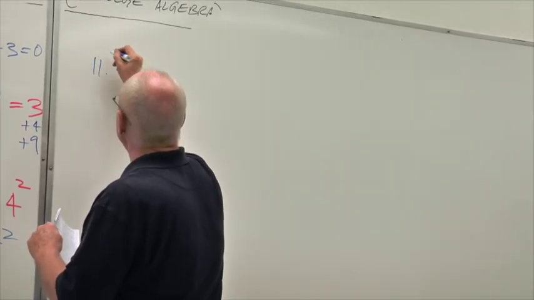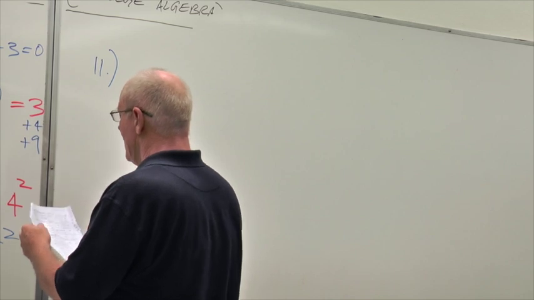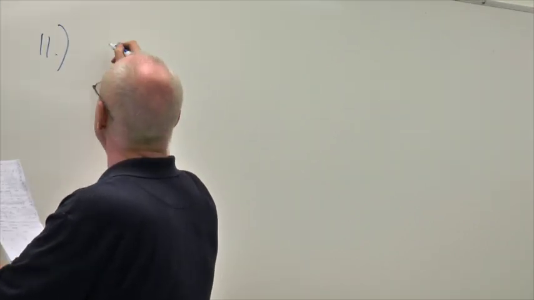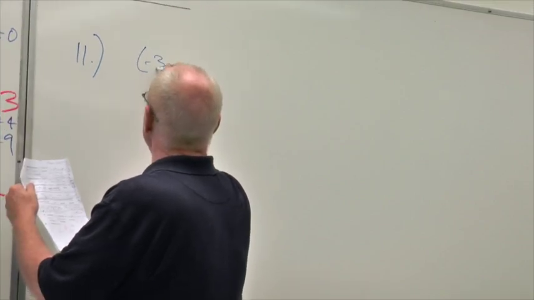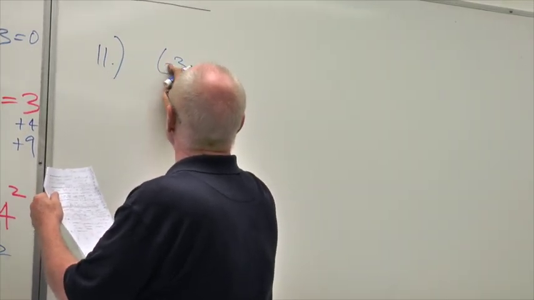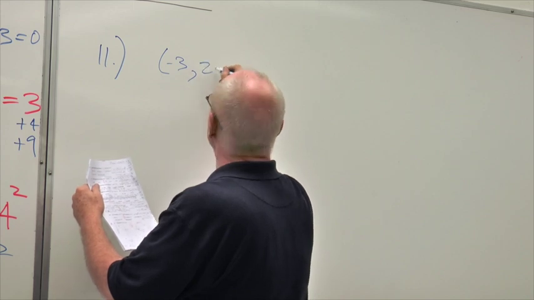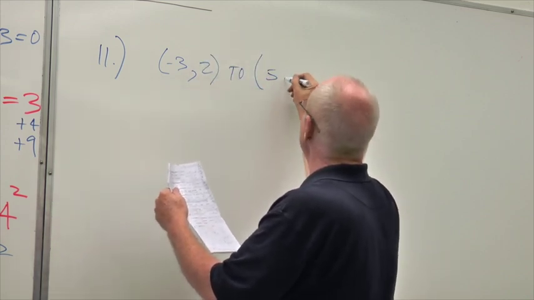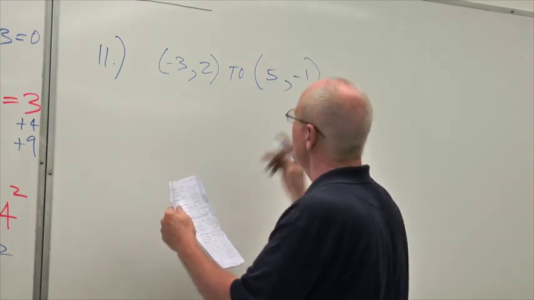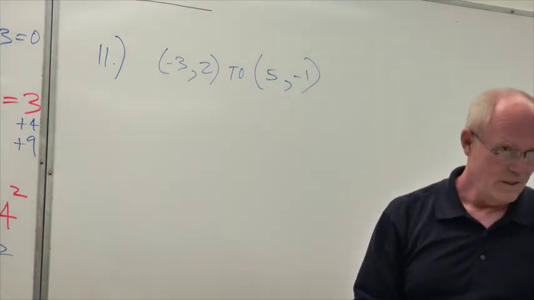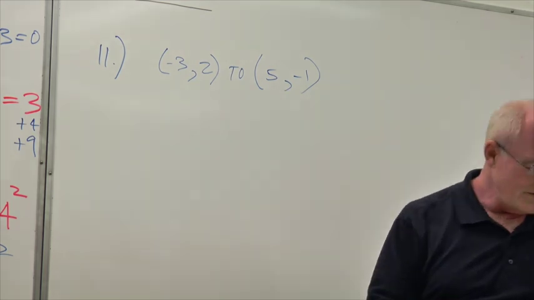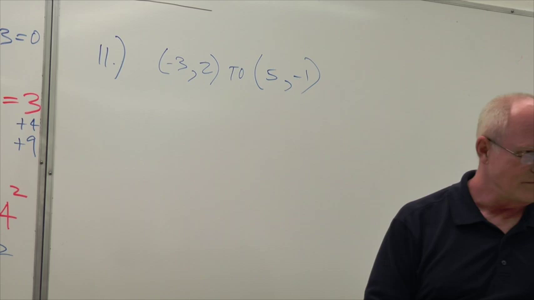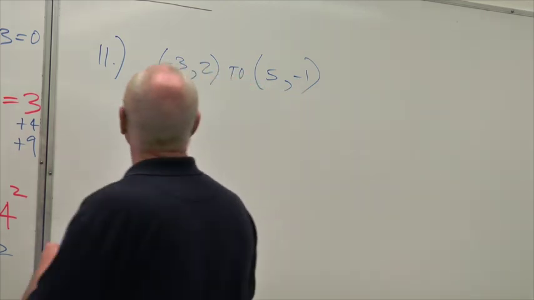number 11 says, find the length of the line segment from negative 3, comma what? 2? To the point 5, negative 1, right? Okay. You guys want to see this, or you go with it? I mean, I don't want to bore you to death. But you're not boring? Okay.